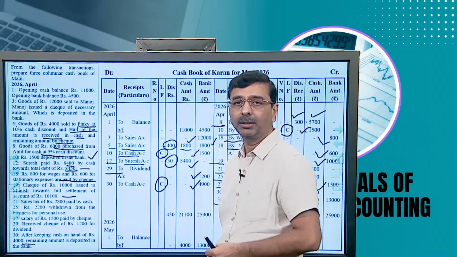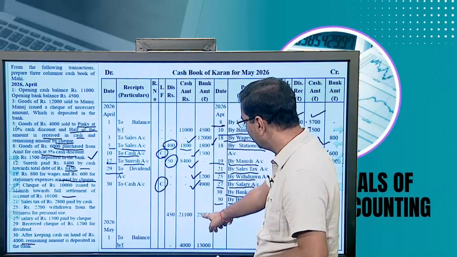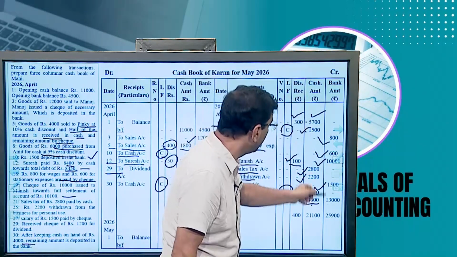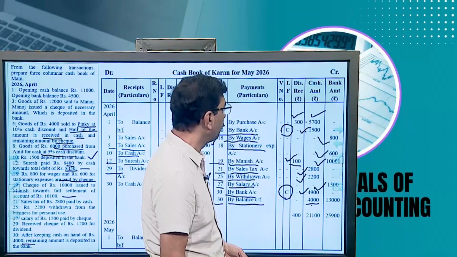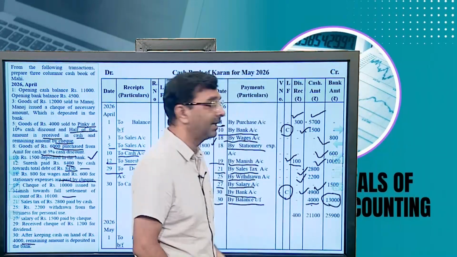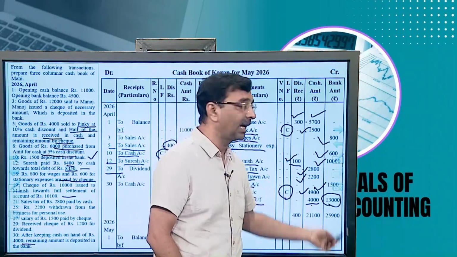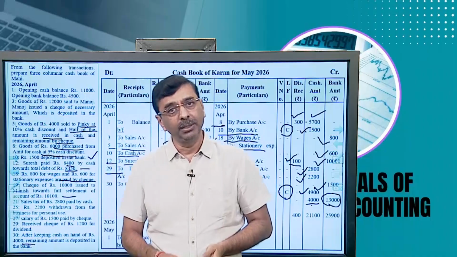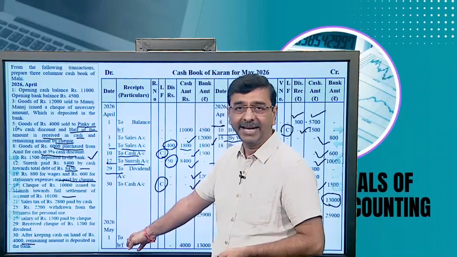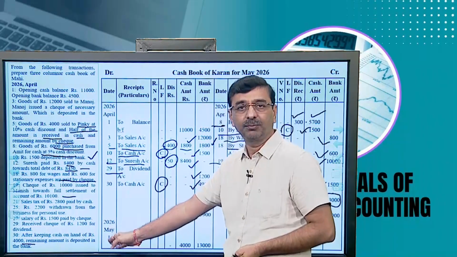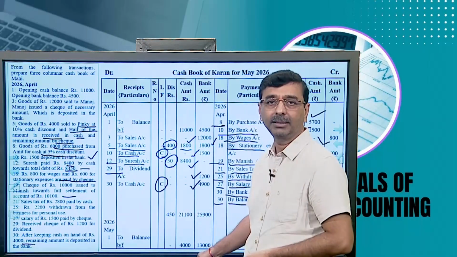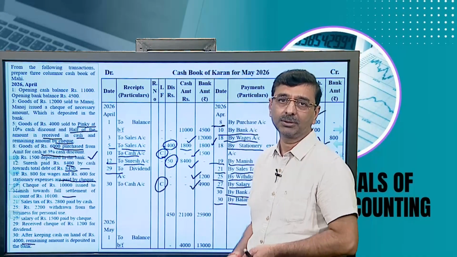Now finally we'll make a total of the bank column, and the bank column total was 25,900 on the receipt side. On the payment side, the bank column total was lesser than the receipt. So we find the closing balance, that is 13,000, and the balance will be carried forward, 13,000 in the bank column. Ultimately both the balances will be brought forward to the next month. This is April, the next month, first date, balance brought forward 4,000 in the cash column and 13,000 in the bank column. This is called the balancing.